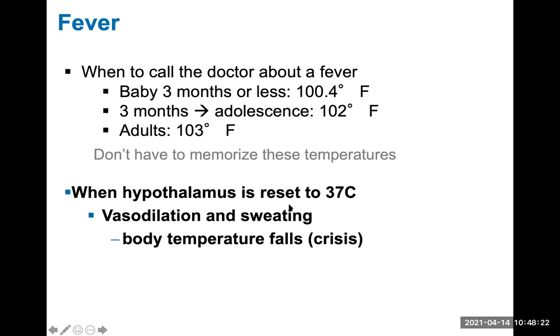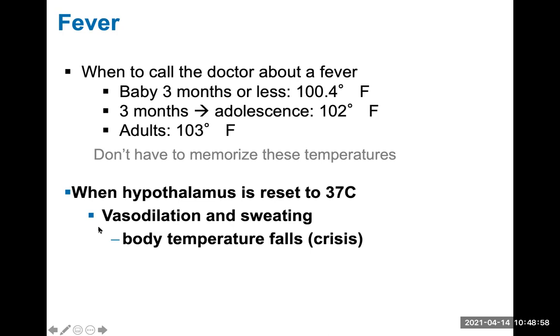When the hypothalamus is reset to 37 degrees Celsius, your body's suddenly going to be told that it's too hot, right? And so now you're going to send lots of blood to the surface of your skin to cool it off. You're going to sweat to increase the coolness of your skin, right? As sweat evaporates, it takes a lot of heat away from the body. And so this is when you know your fever has ended, has stopped. It doesn't mean that you won't get it again.